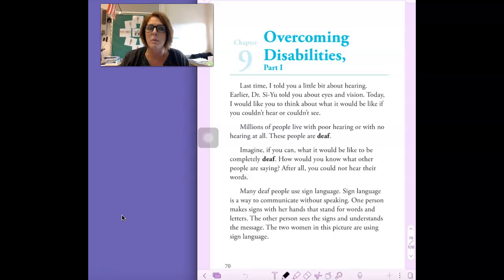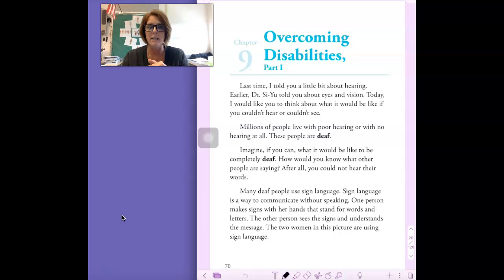Millions of people live with poor hearing or with no hearing at all. These people are deaf. Imagine, if you can, what it would be like to be completely deaf. How would you know what other people are saying? After all, you cannot hear their words. Many deaf people use sign language. Sign language is a way to communicate without speaking. One person makes signs with her hands that stand for words and letters. The other person sees the signs and understands the message.